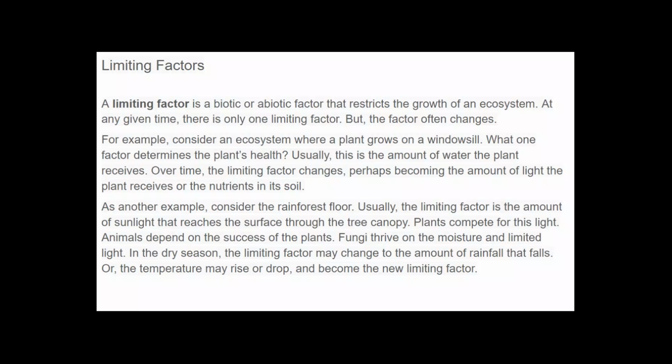So if you have a heavy canopy, so the bottom of the forest floor is dark and damp, then fungi will thrive. In the dry season, the limiting factor may change to the amount of rainfall that falls, or temperature may rise or drop and become a limiting factor. So limiting factors in an ecosystem will change. They're not going to be static.